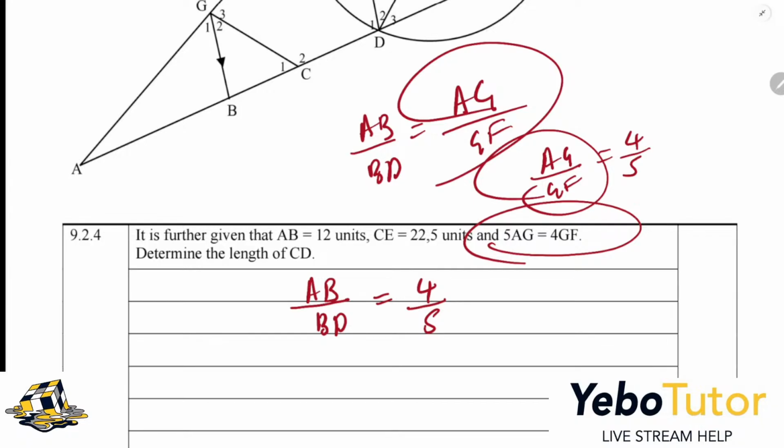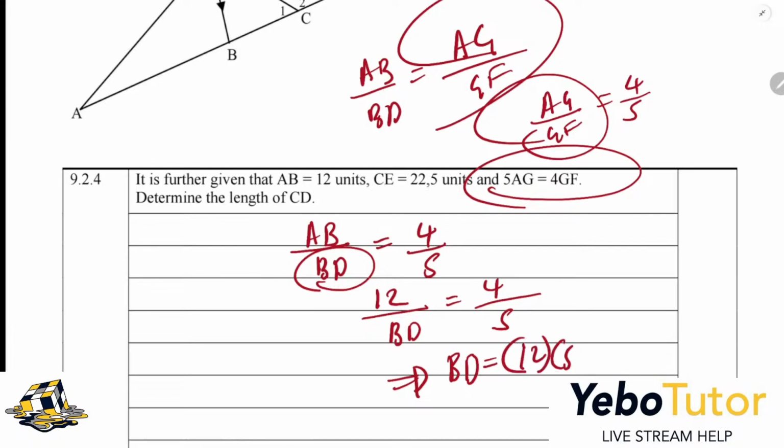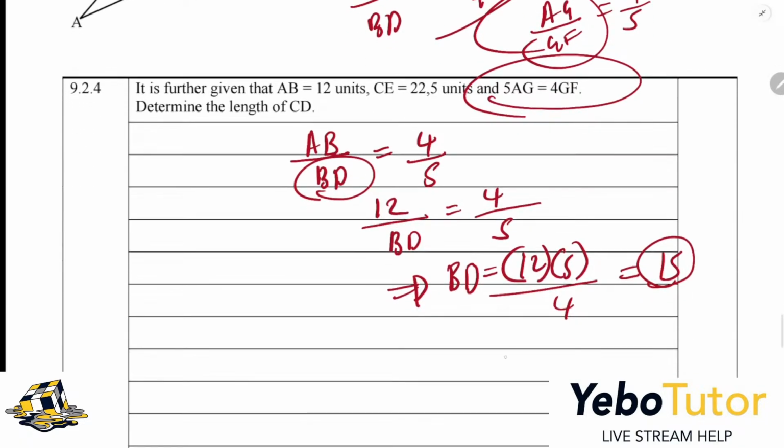After that, we can calculate the side BD, because AB is 12. So that will be 12 over BD equal to that ratio, which is 4 over 5. Then BD will be equal to 12 times 5, which is 60. We divide that by 4, and that gives you 15, because 60 divided by 4 is 15. So therefore BD is equal to 15.